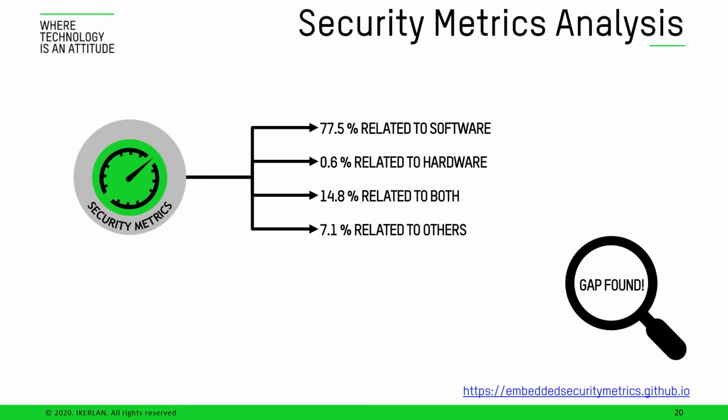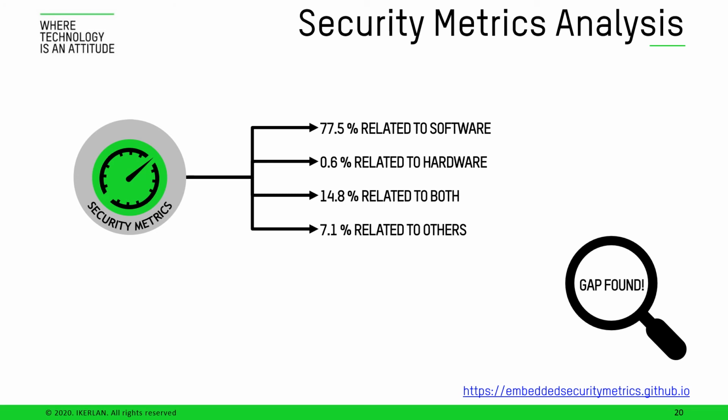As far as the analysis of the metrics is concerned, we classified all the metrics that we found according to the asset of the embedded system that they evaluate, and we found an interesting, albeit not very surprising fact: most of the metrics, 77.5% of them, were related exclusively to software, while on the other hand, only 0.6% of them were related exclusively to hardware. This shows that there is a clear lack of hardware security metrics in the literature, and main efforts are centered in developing software metrics.